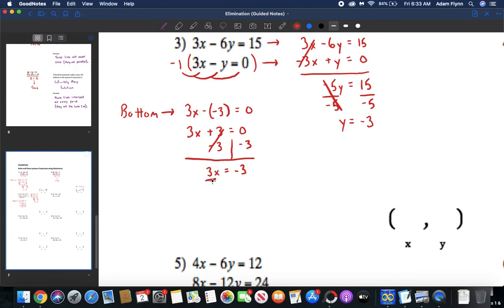I can divide both sides by 3 to get the x by itself, completely isolated. So x is going to equal -3 divided by 3, which is -1. So the solution to this system of equations is going to be the point -1, -3.